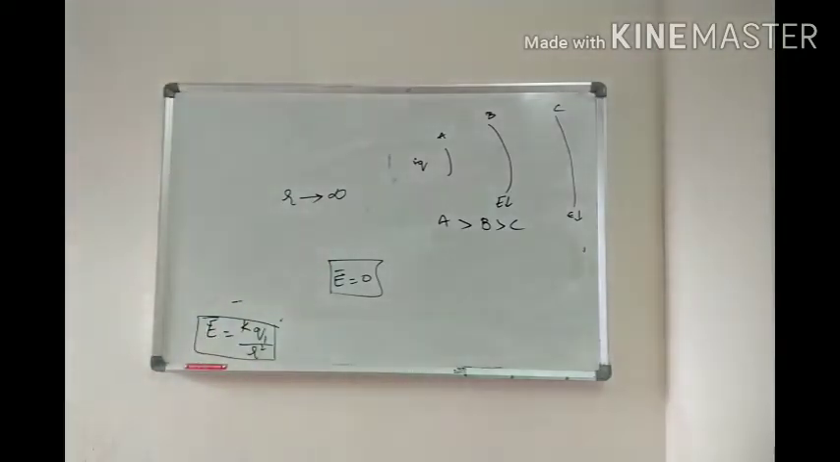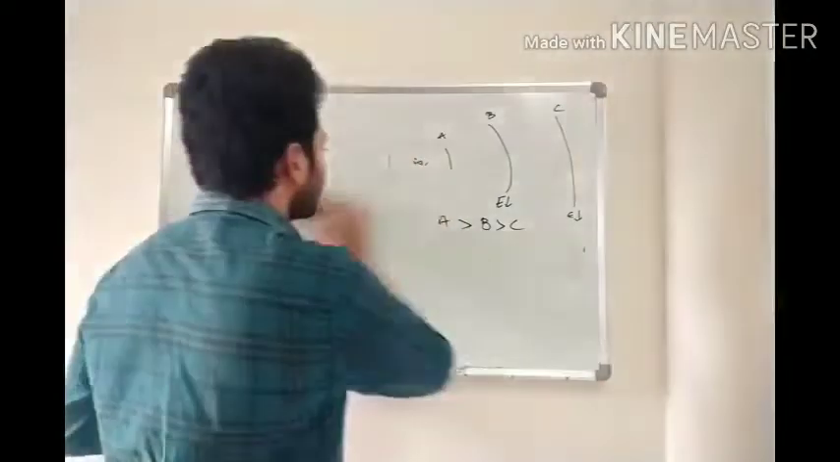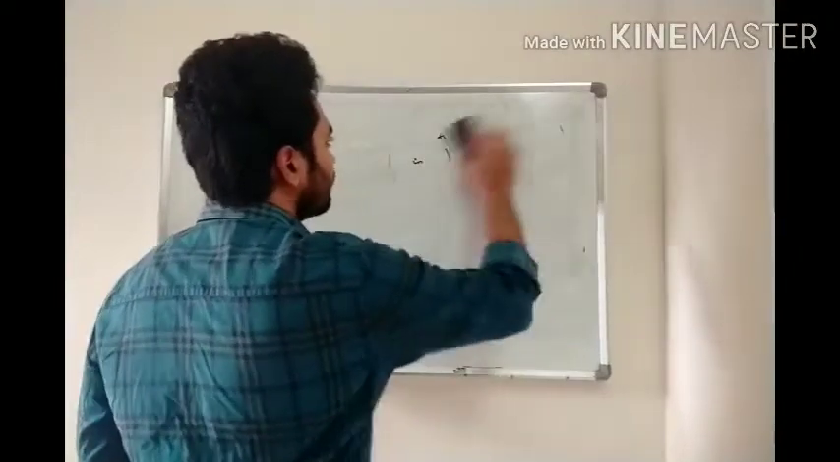Clear? We have seen the electric field in general form. Now we are going to see it in vector form. How to do it in vector form?